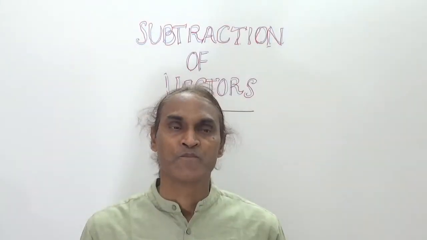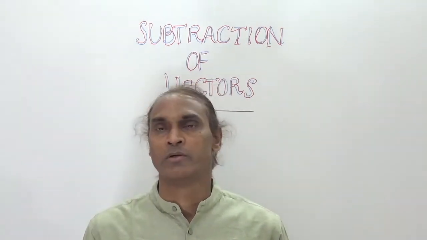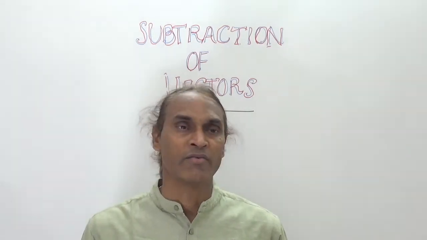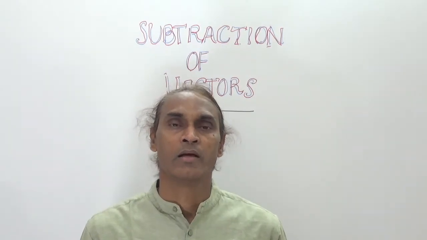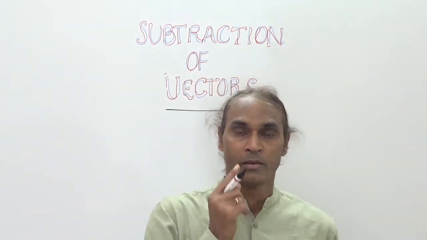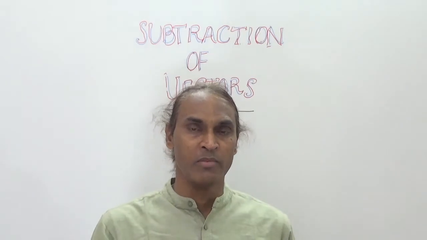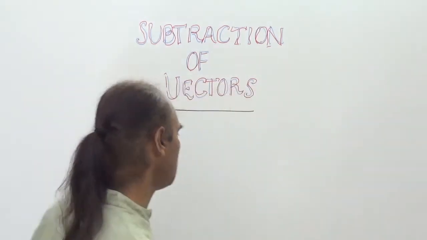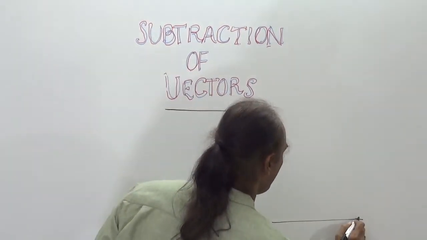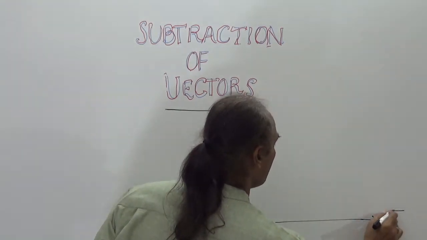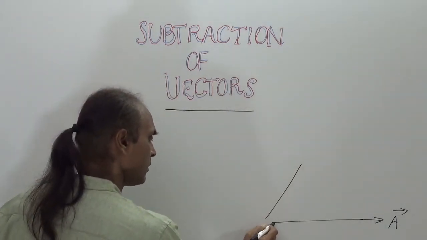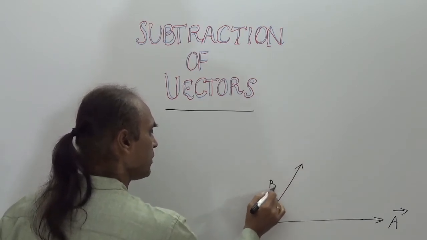Let us now superimpose the law of vector addition and the law of vector subtraction in a parallelogram. In one diagram we can write both addition of two vectors A and B and subtraction. How? Let's see. This is the vector A. It is given. This is vector B.